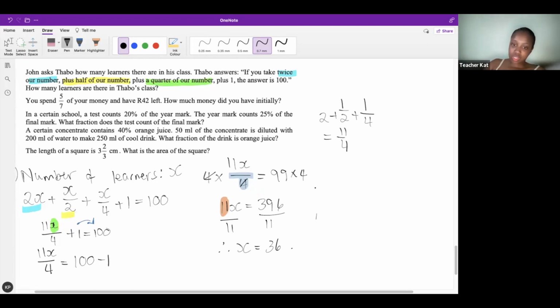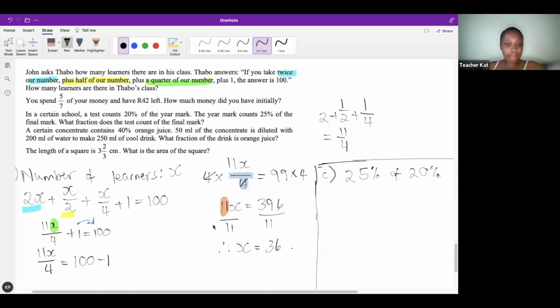Number C. Okay, so this test counts 20% of the year mark, and the year mark is 25% of the final mark. So we actually have to find 25% of the 20%. Do you guys agree? We need the 25% of the 20%. Are we with me? I feel like I might have lost some people here. Is there anyone who's confused?